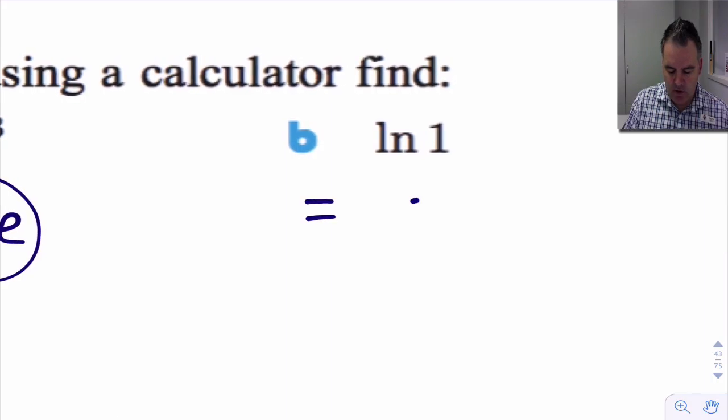ln of 1, we know ln of 1 is 0. Log of 1 of any base is equal to 0.